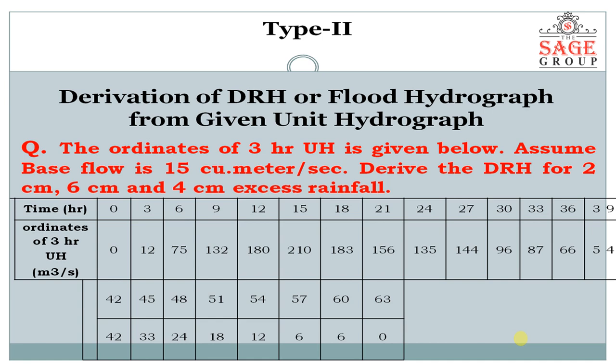In the first row we are seeing the time 0, 3, 6, 9, 12, 15, 18, 21, 24, 27, 30, 33, 36, 39 and so on till 63 hours, right? And correspondingly we have the ordinates of the 3-hour unit hydrograph like 0, 12, 75, 132, 180, 210 and so on, till 63 hours where we have 0 meter cube per second of unit hydrograph ordinate. Correct. So how we have to solve this, let's see.